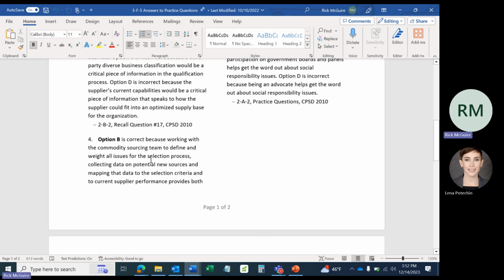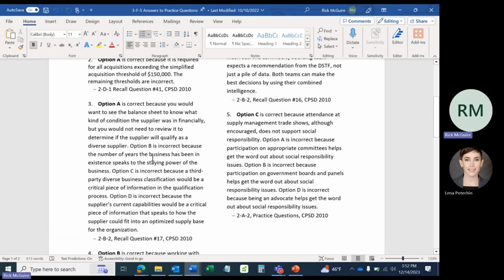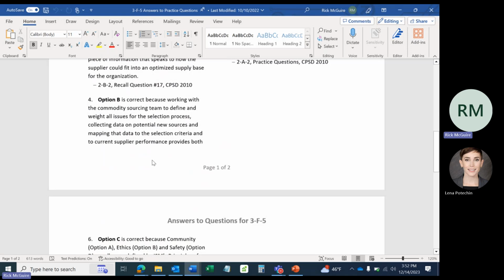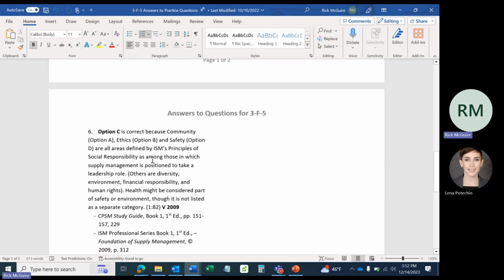5 is Charlie. Okay. And 6 is also Charlie. Community is not part of it. Or no, not community, but health. Is that it? Yeah, health. Community, ethics, and safety are.